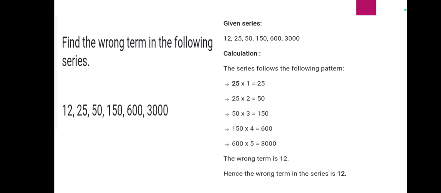So 25 into 1 gives you 25, 25 into 2 gives you 50, 50 into 3 gives you 150, 150 into 4 gives you 600, and 600 into 5 gives you 3000. So the wrong term is 12, because there is no relation between 12 and the rest of the numbers. So our wrong number is 12.